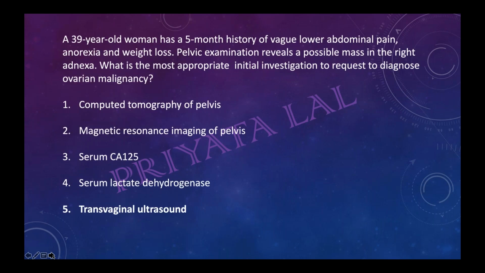A 39-year-old woman with a 5-month history of vague abdominal pain, anorexia, and weight loss. Pelvic examination shows a mass in the right adnexa. What is the initial investigation to diagnose malignancy? Transvaginal ultrasound. Yes, TVS.